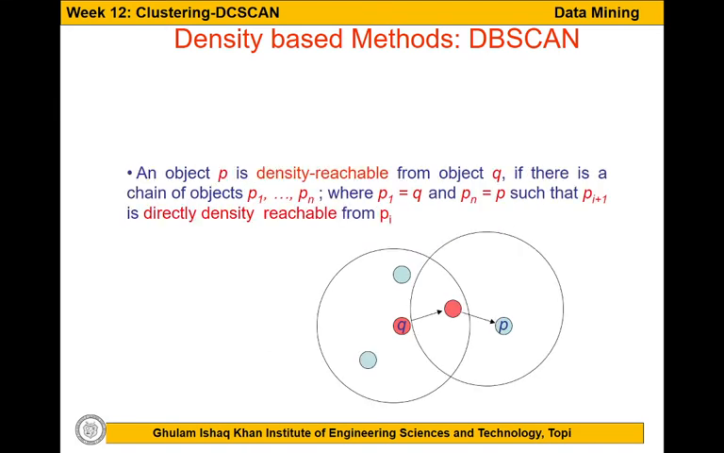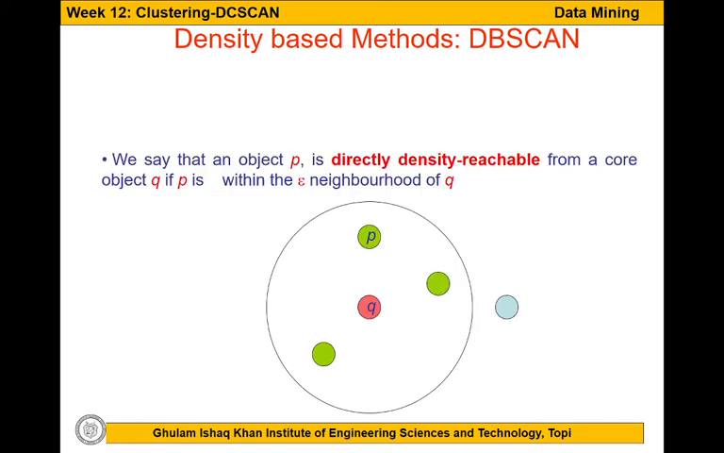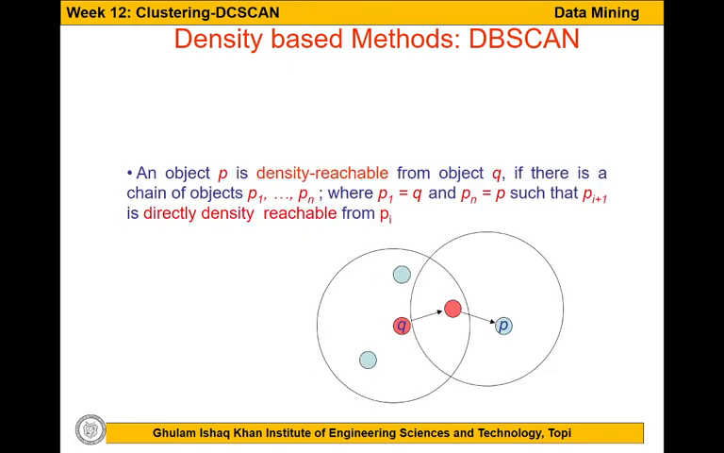Now, the next concept is density reachable. The point to be noted is that the previous one was directly density reachable, but the next concept, density reachable, is not direct. An object P is density reachable from an object Q. We have to reach P, and we are here at Q, and it is density reachable if there is a chain of objects where P1 is equal to Q and so on, and these are directly reachable.